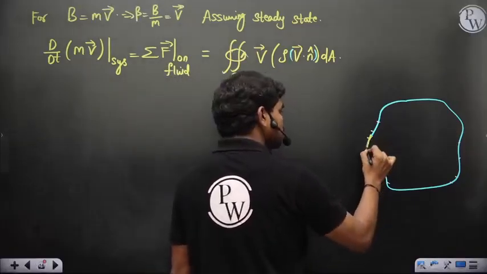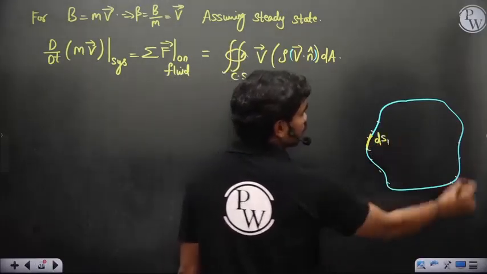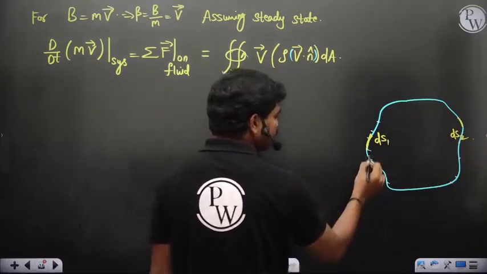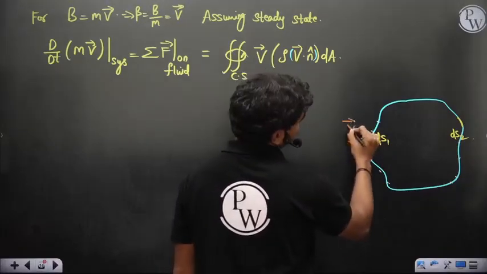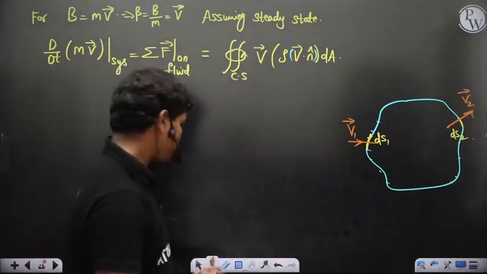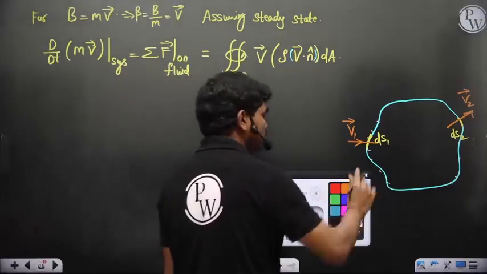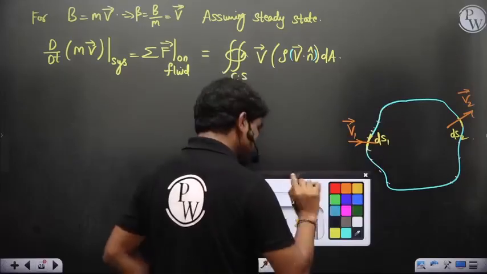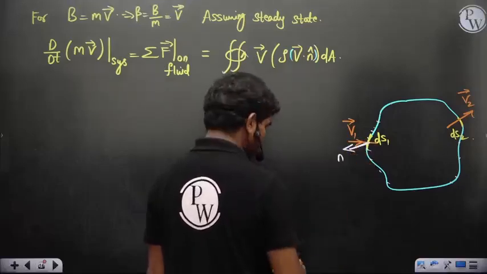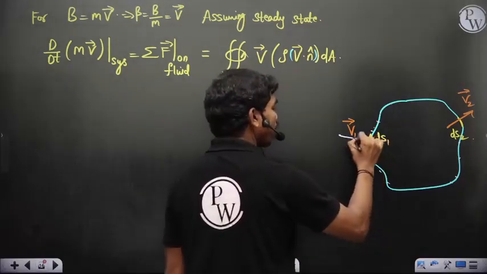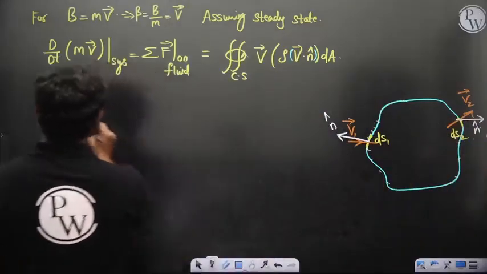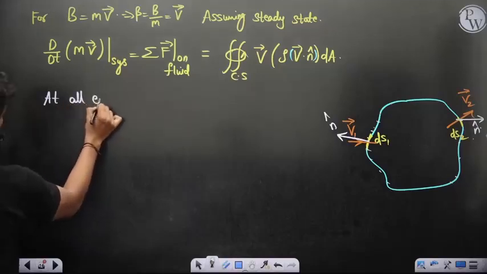मान लो कि यहाँ एक थोड़ा सा एरिया लिया था आपने ds1, ओके, और यहाँ ds2. तो लेट्स से यहाँ एक इनलेट है v1 और यहाँ एक आउटलेट है v2. देन एट ऑल पॉइंट्स ऑफ इनलेट, जहां जहां आपने इनलेट लिया था उस सारे जगह पे मान लो कि आपने n कैप भी ड्रॉ किया, यूनिट नॉर्मल वेक्टर आउटसाइड, ओके, और यूनिट आउटवर्ड नॉर्मल, at all entries of the fluid.